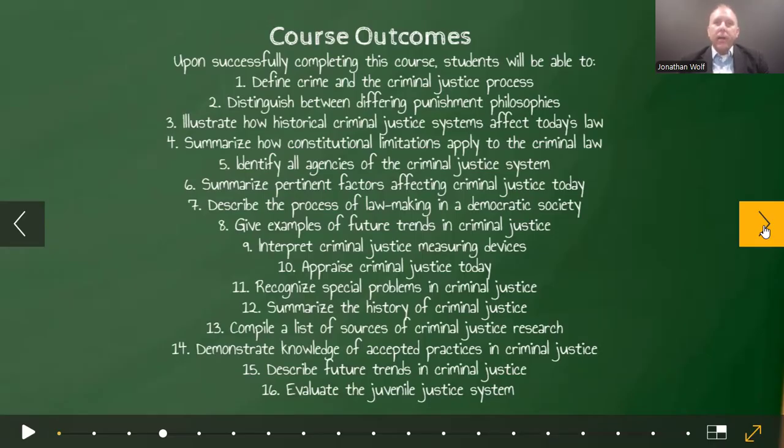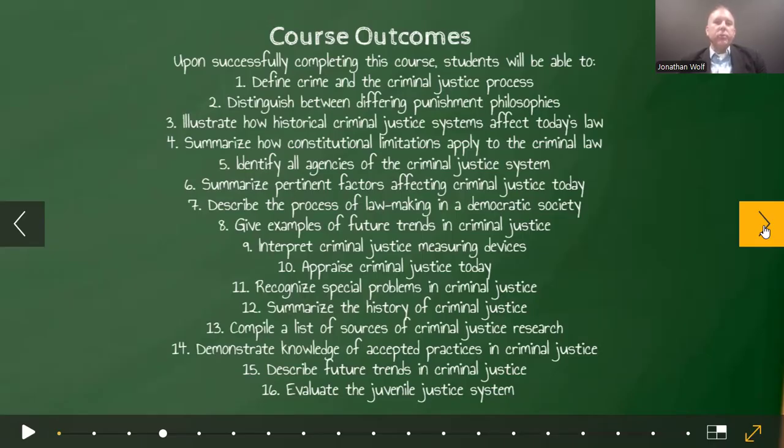We'll describe the process of lawmaking in a democratic society, be able to give examples of future trends in criminal justice, interpret criminal justice measuring devices. That is, how do we know how much crime there is? We'll also appraise criminal justice today. And what that means is we'll look at the criminal justice system today, 2026.